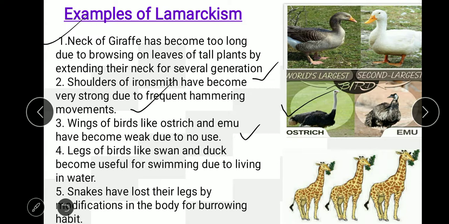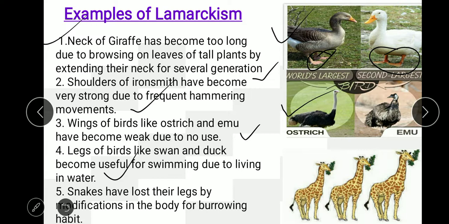Legs of birds like swan and duck become useful. See, the picture is shown here, students. You can see the legs of swan and duck. The legs of swan and duck become useful for swimming due to living in water.